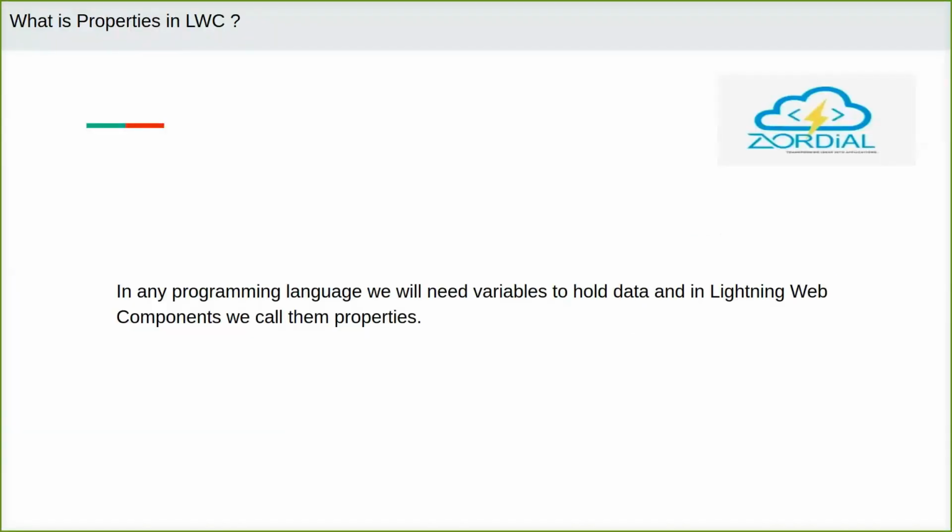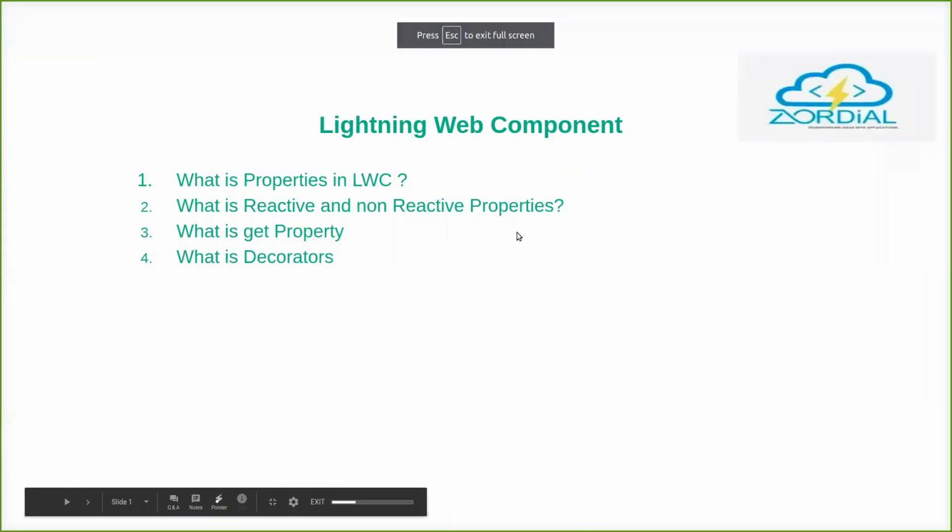In any programming language, we need variables to hold data. In Lightning Web Component, we call them properties. So a property can hold data, like a equals 5. So a is a property. So it is called a property. So let's move to the next.